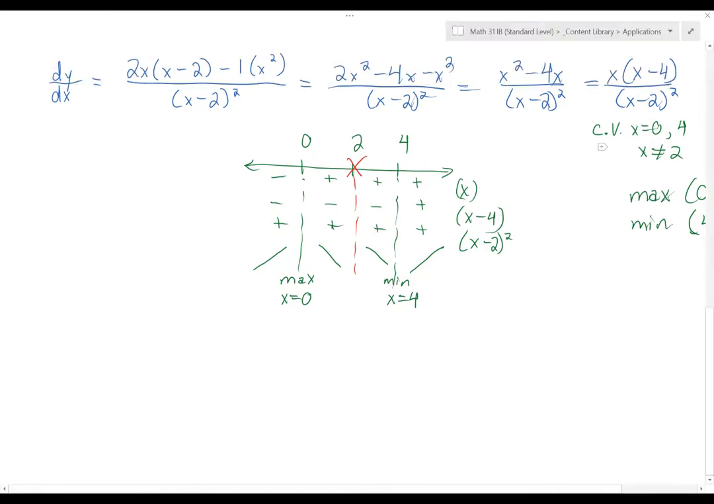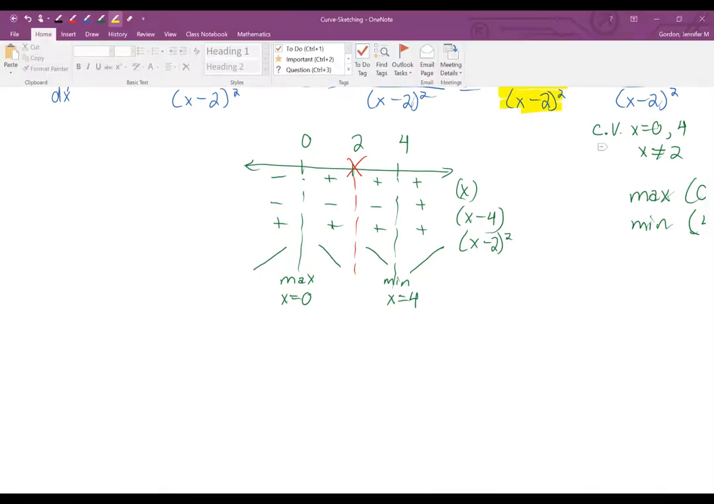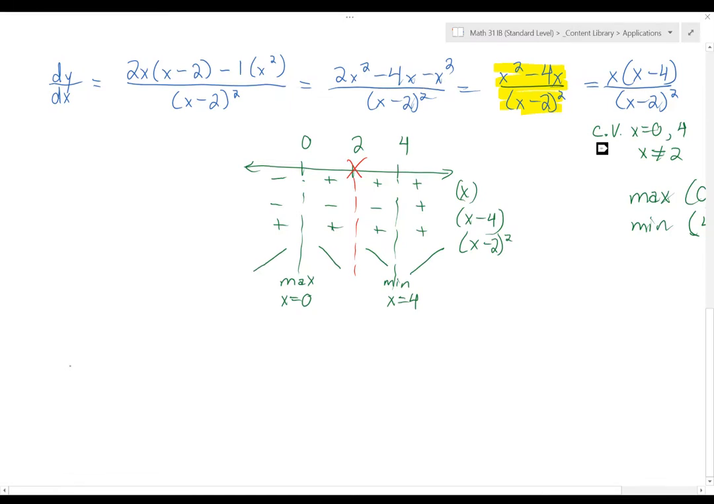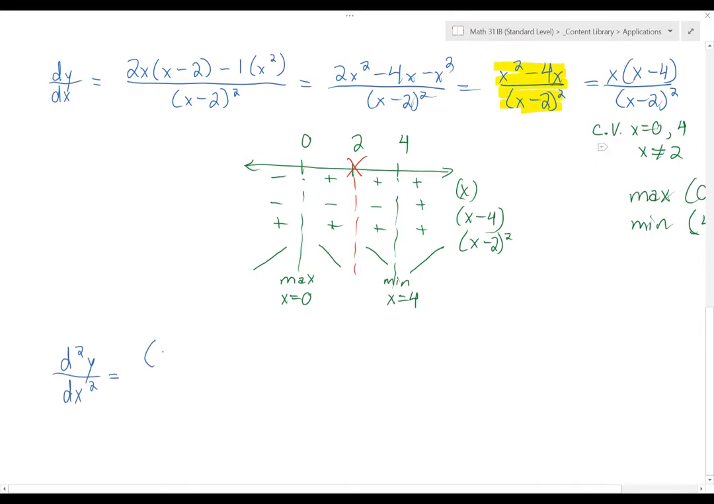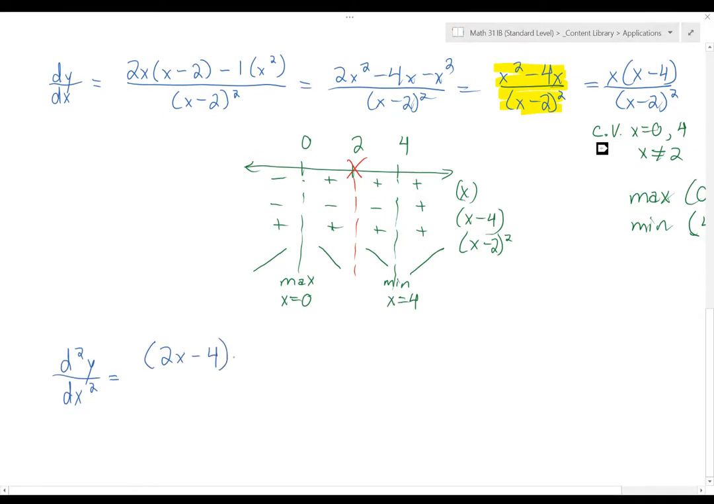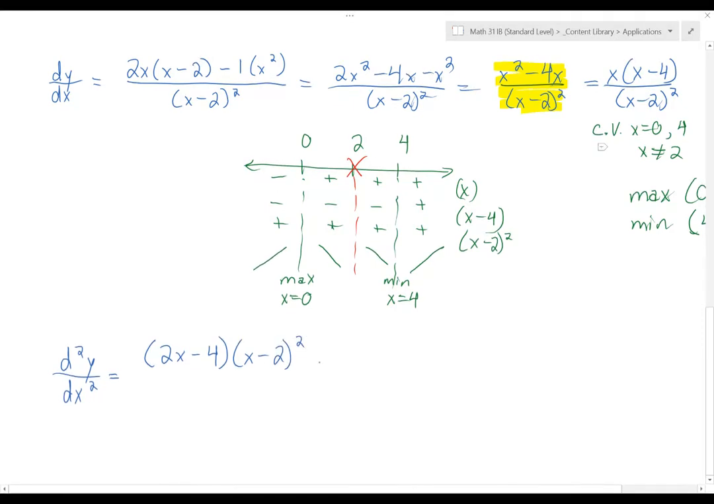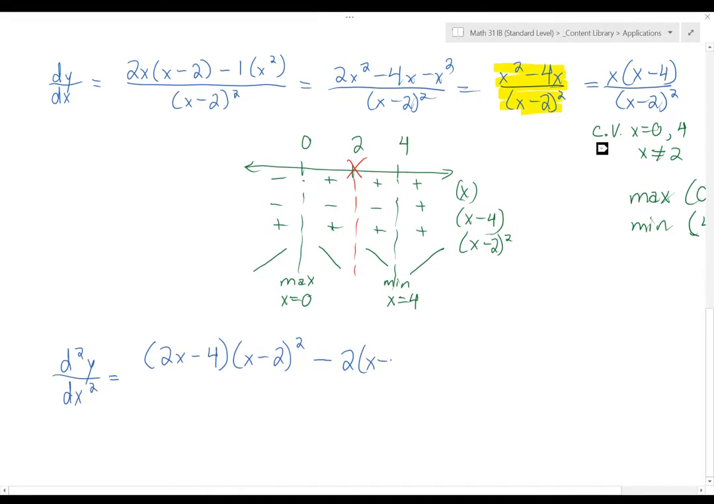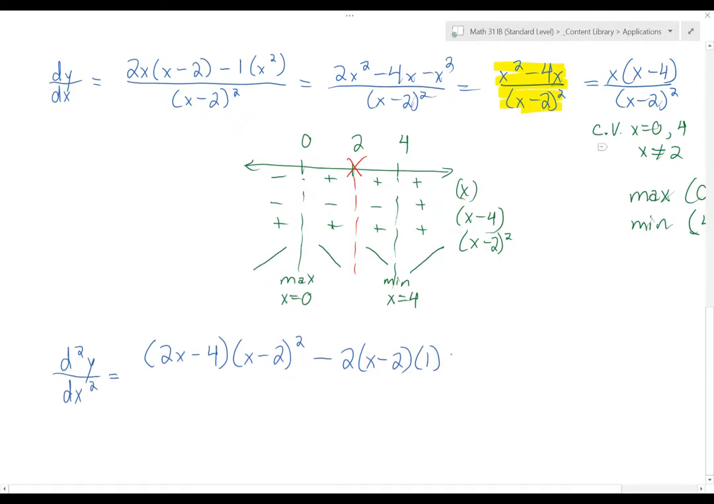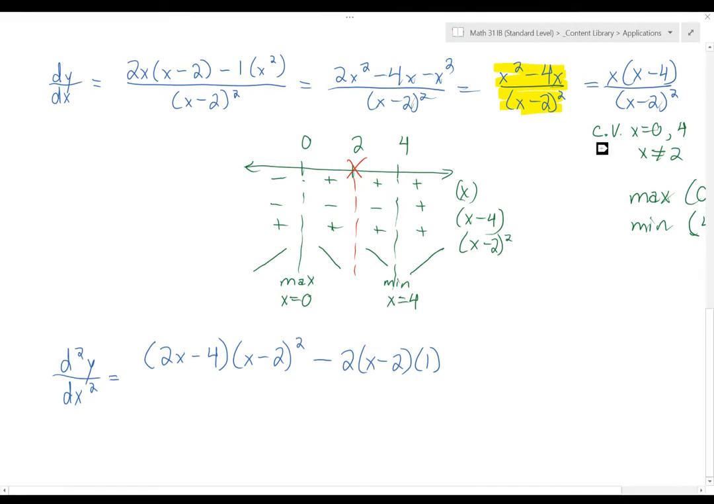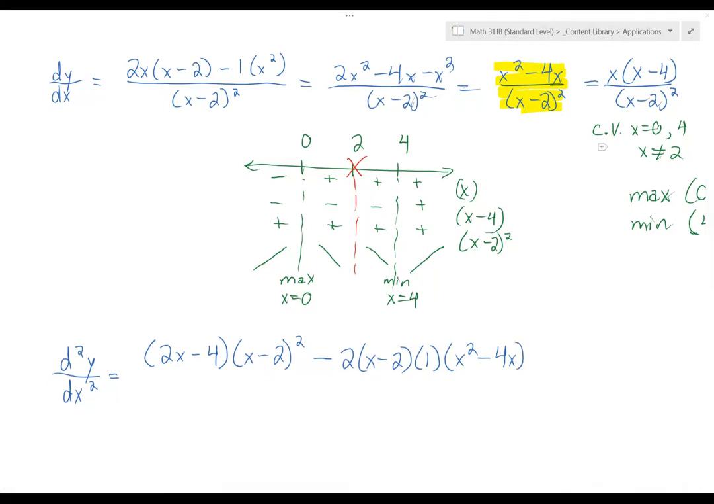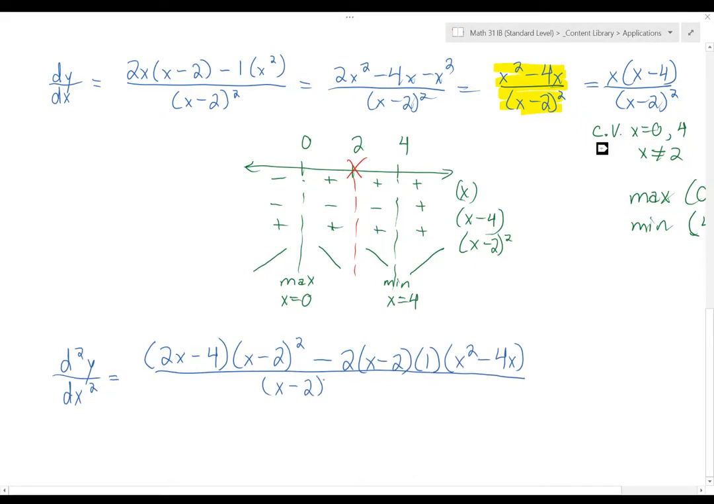And like I said, I'm going to use this form of the first derivative to take my second derivative. So d squared y over dx squared equals the derivative of the numerator, 2x minus 4, times the denominator, minus the derivative of the denominator. I am going to multiply by 1 here. I'm writing the 1 just so that we don't forget the chain rule when the coefficient of x is something other than 1. And then times the x squared minus 4x of the numerator. And then all of this is over (x minus 2) to the power of 4.